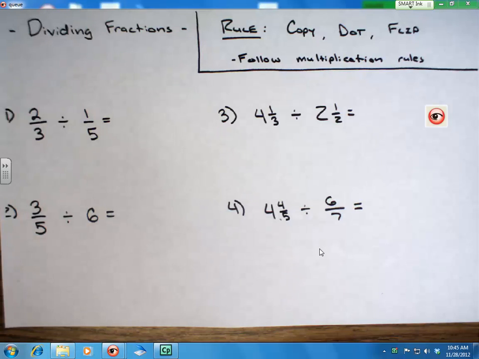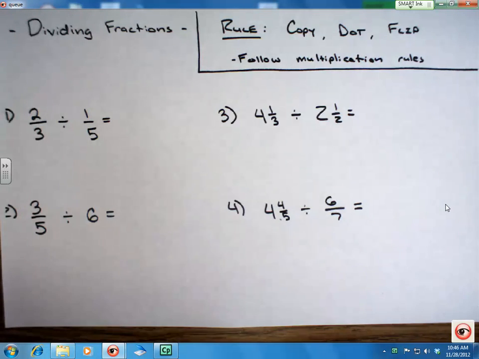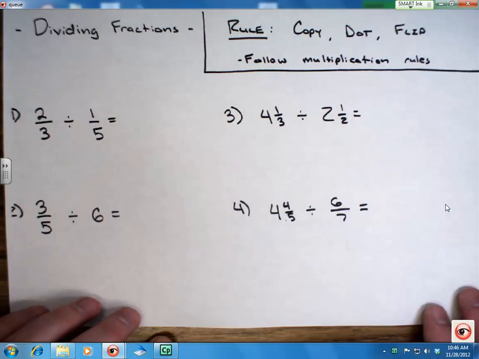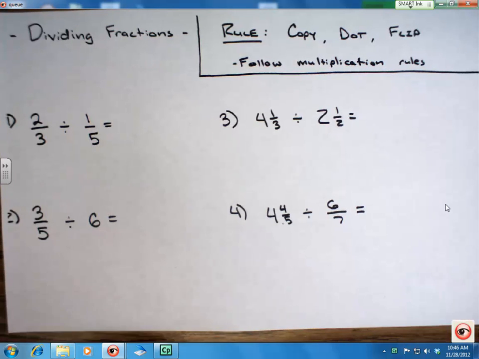Now, dividing fractions is very, very similar to multiplying fractions. So, if you were able to multiply fractions fine, then dividing fractions is going to be easy. If you thought that multiplying fractions was hard, then this will probably be hard as well. Okay? Now, actually, when we're dividing fractions, we're really not dividing fractions. There's no division involved, and I'll show you exactly what I'm talking about.